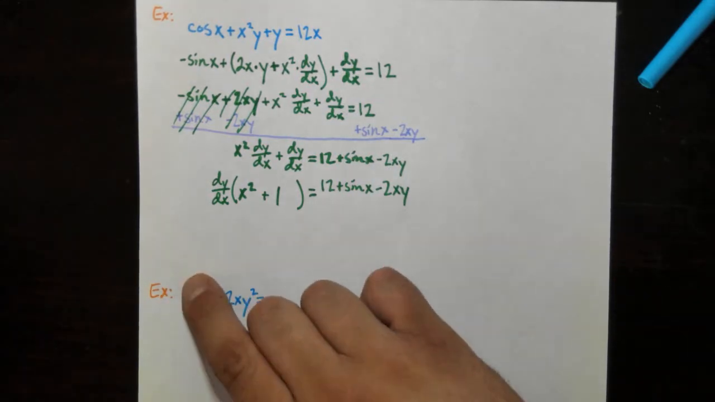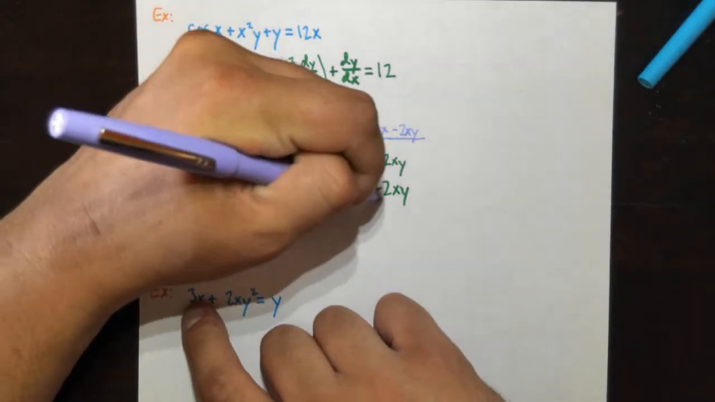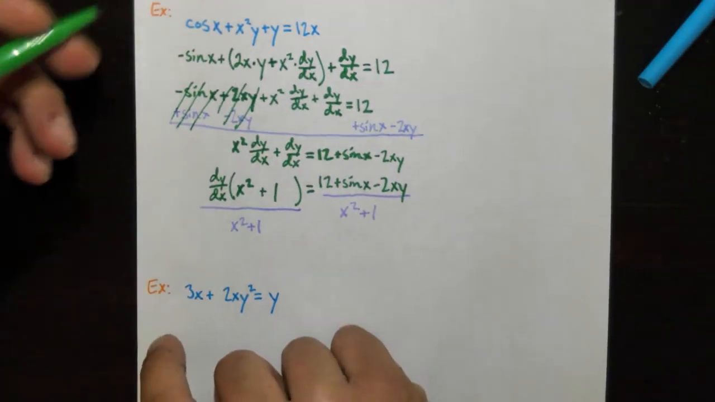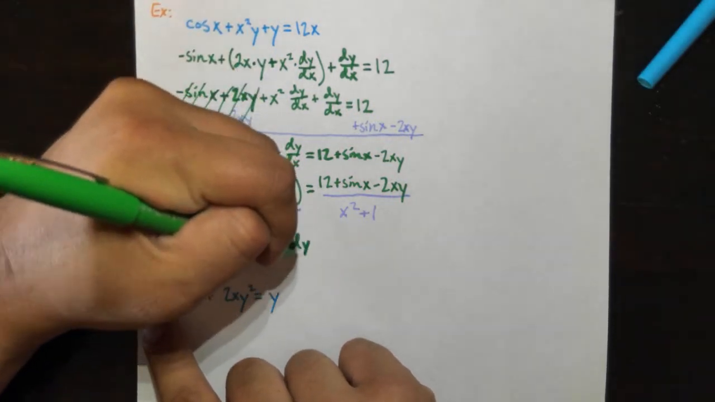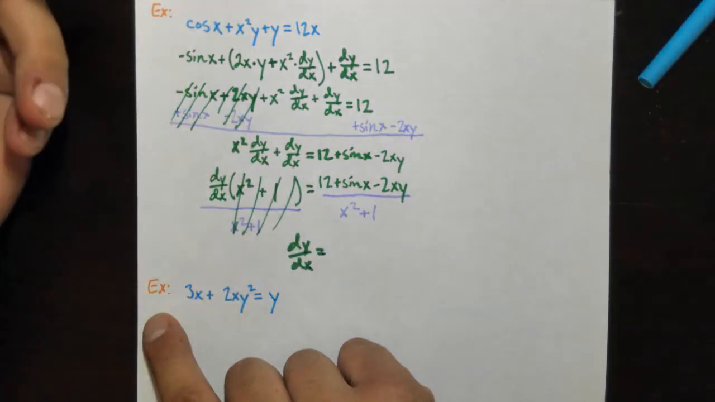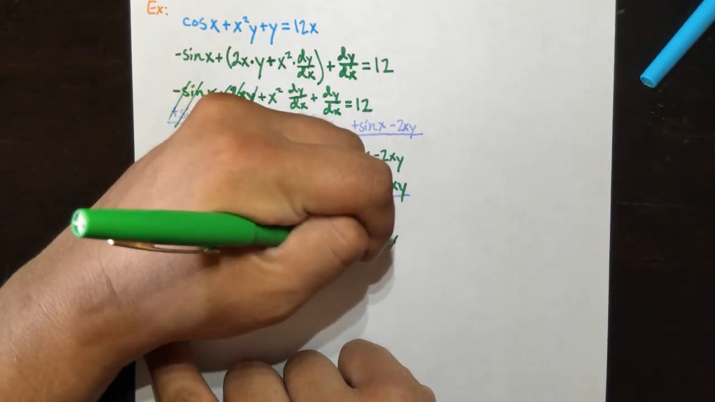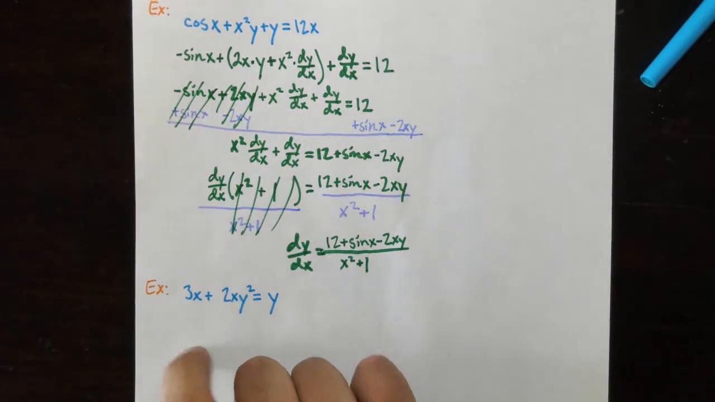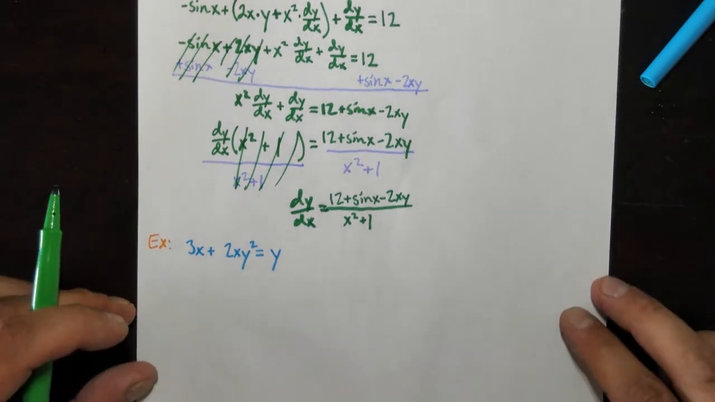And then now we can go ahead and divide both sides by x squared plus 1. And this will cancel. So we have dy/dx is equal to 12 plus sine x minus 2xy all over x squared plus 1. And there you have it. That's it. All right. Let's go on to the last one.